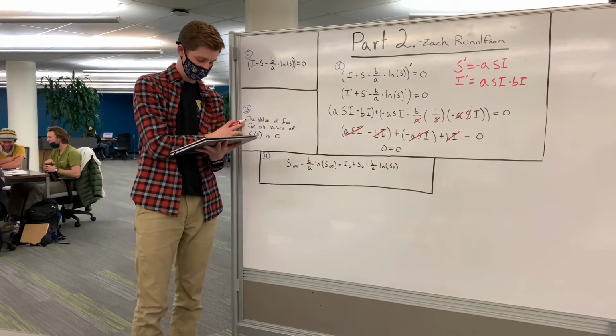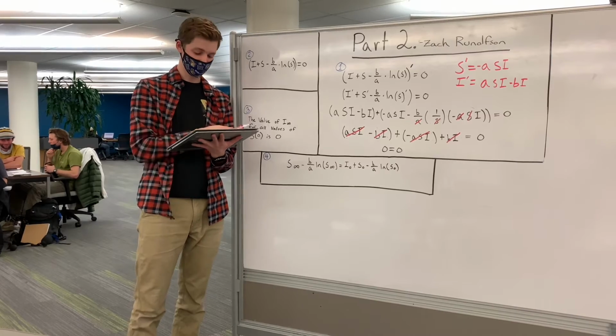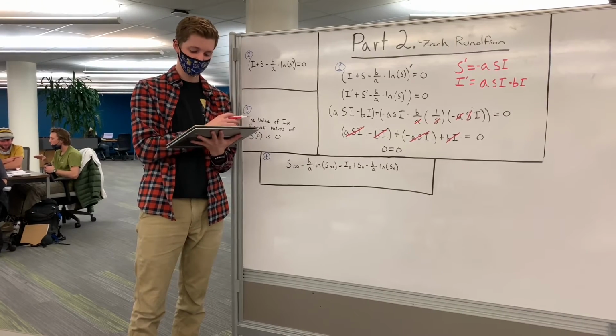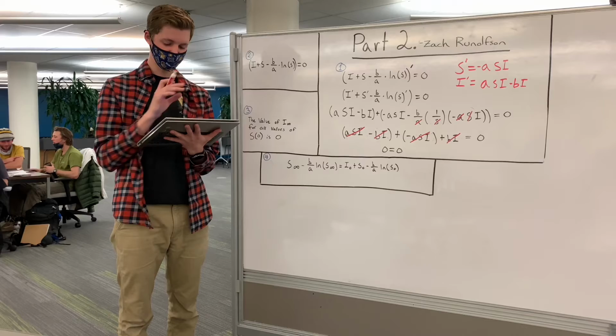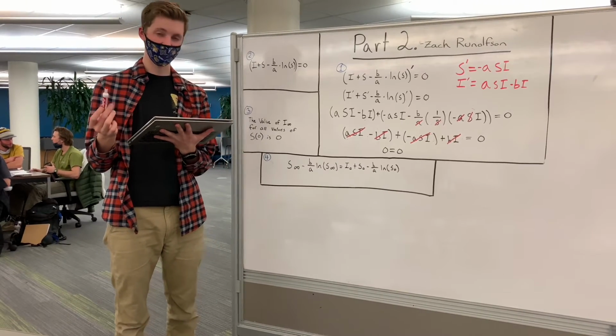Part 3. The value of I infinity for all values of S of 0 is 0. This is because the virus cannot last forever. Eventually, all within the infected group will have died or entered the recovery group.